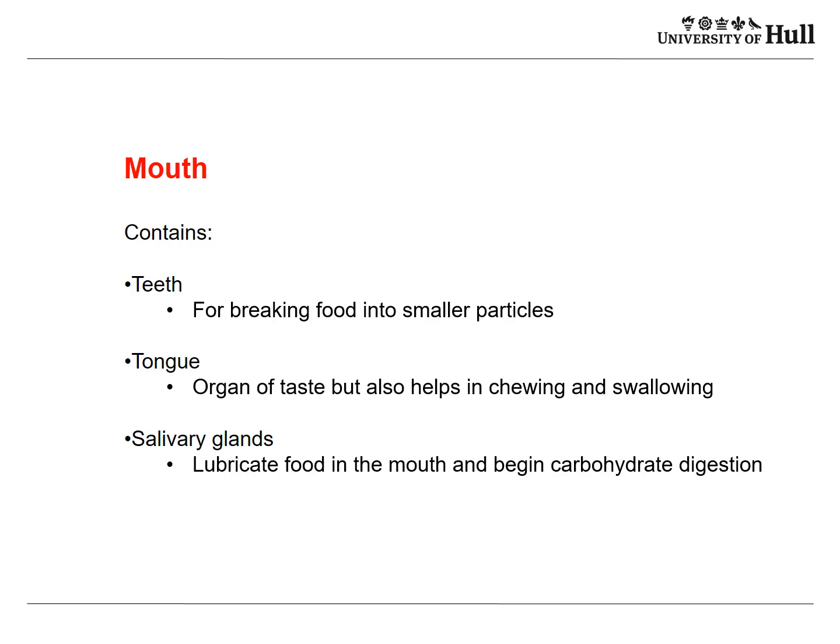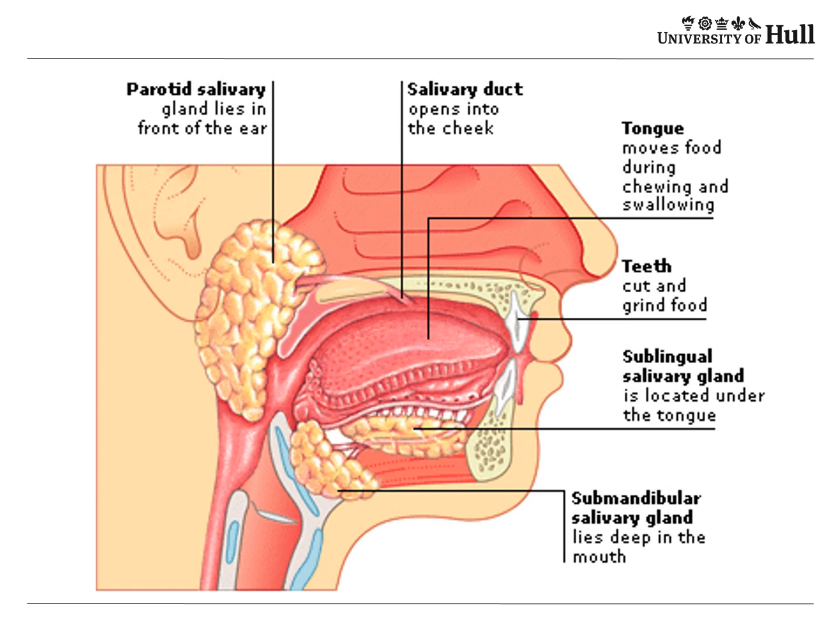The salivary glands secrete saliva, which lubricates the food in the mouth, and while it does begin carbohydrate digestion, that's not a very important function of the saliva. The process of chewing and swallowing food is known as mastication. And here's a cross-section of the mouth which shows all of these structures together. You can see just how large the tongue is. Again, you can see the salivary glands and where the teeth are situated.